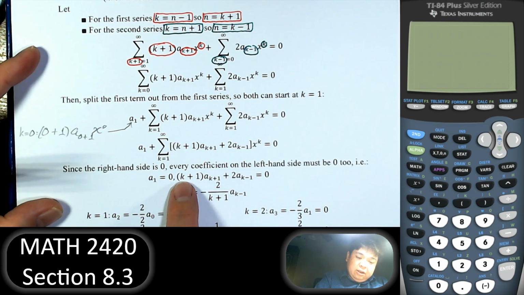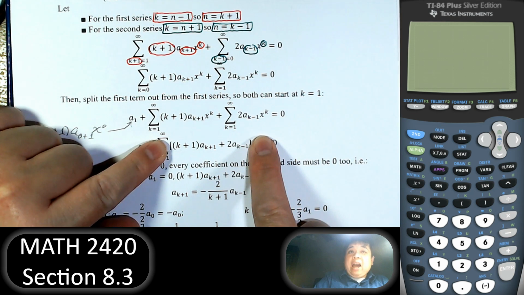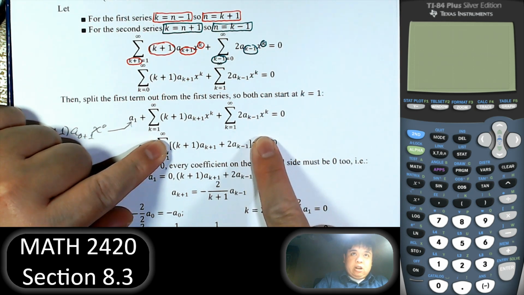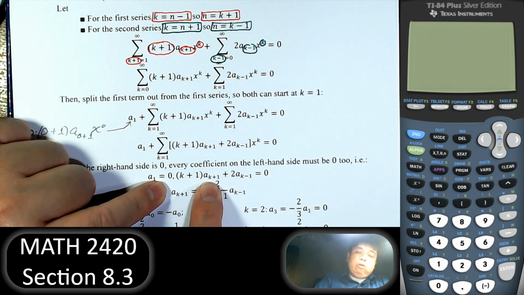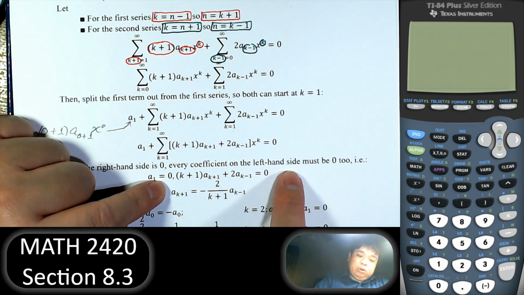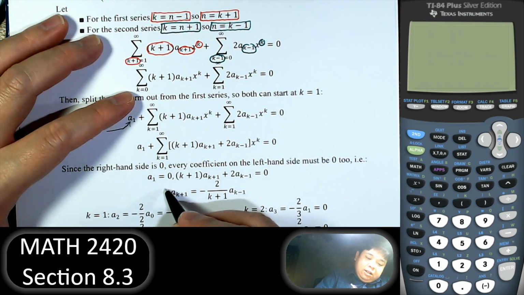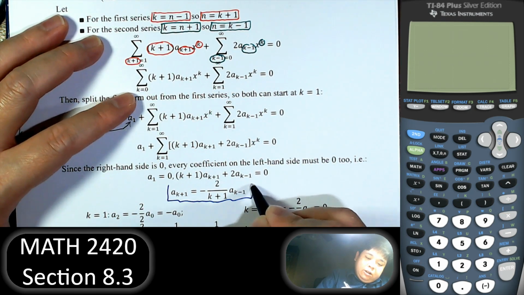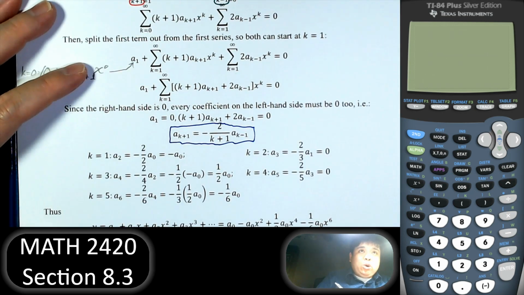And then we have this must be equal to 0. Every coefficient has to be equal to 0. So we let that equal to 0. If we solve for a sub k plus 1 here, so move the negative 2 to the other side and divide by k plus 1, and we have this coefficient, that relation. Right, in terms of coefficient, what do we have?